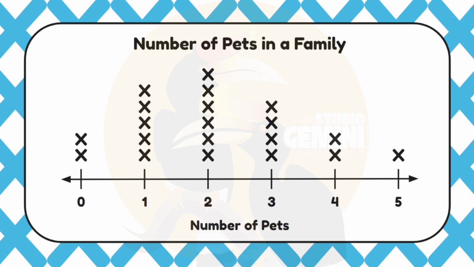So based on this line plot, we can see that 2 families have 0 pets because there are 2 X's above 0. 5 families have 1 pet. 6 families have 2 pets. 4 families have 3 pets. 2 families have 4 pets, and 1 family has 5 pets. Now that you know a little more about line plots, let's create some together.